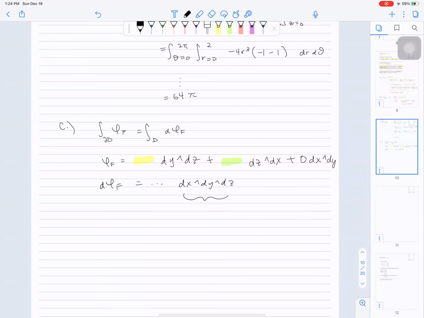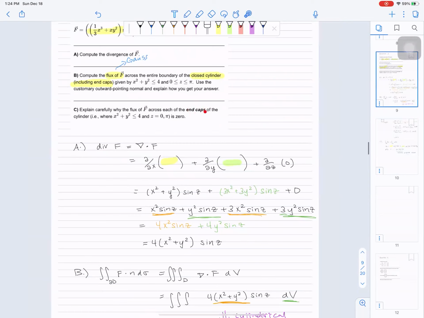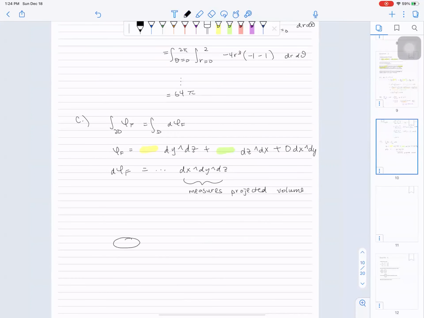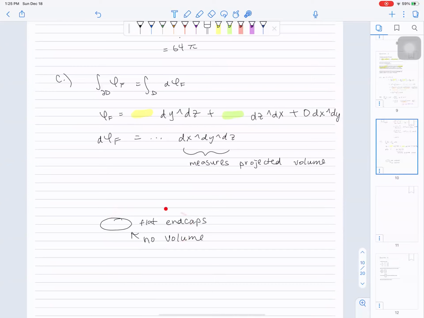What is a 3 form doing? A 3 form measures projected volume, just like how a 2 form measures projected area onto the yz plane or whatever variable plane. The triple wedge product measures projected volume. But what is our surface in this case? They're asking us about the end caps. The end caps are flat. They're the z equals 0 plane and the z equals pi plane. And if they're flat, there's no volume, because there's no 3D thing. It's just a 2D surface with no volume. So that's why the flux across the end cap would give you 0, because there's no volume. So you should get 0, or the integral equals 0.